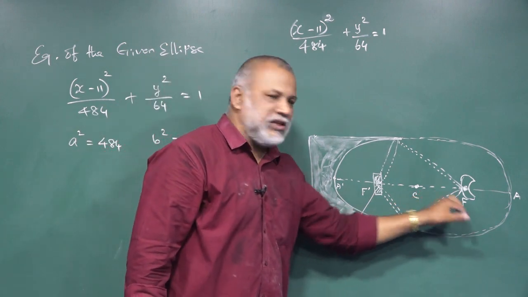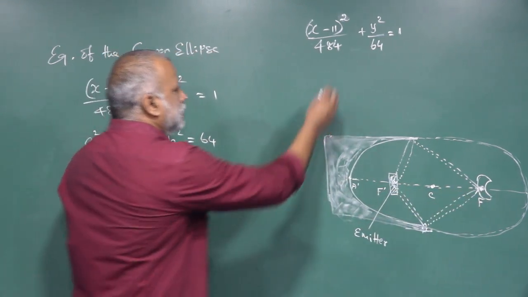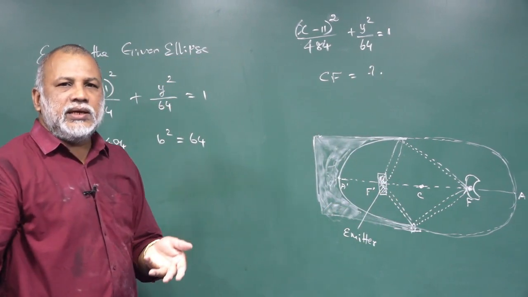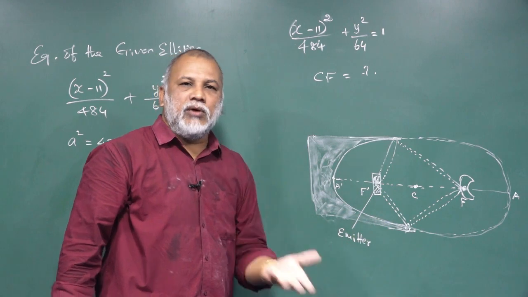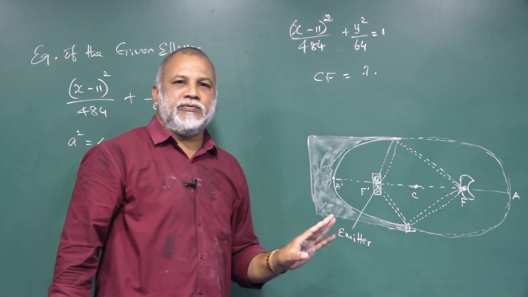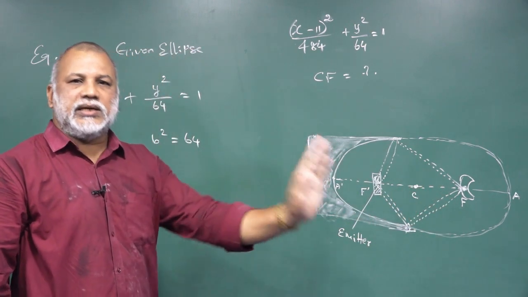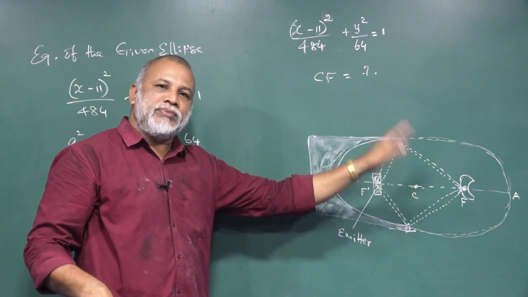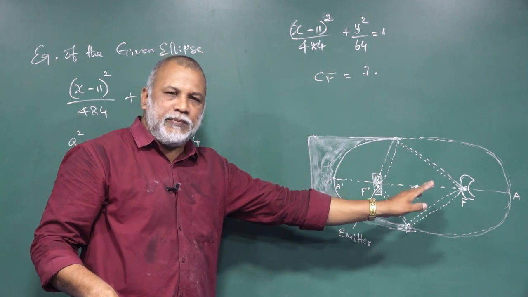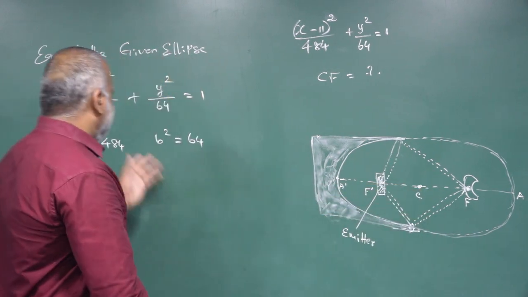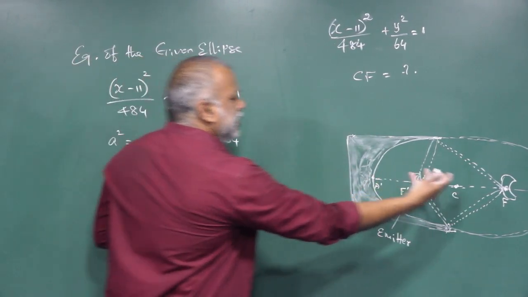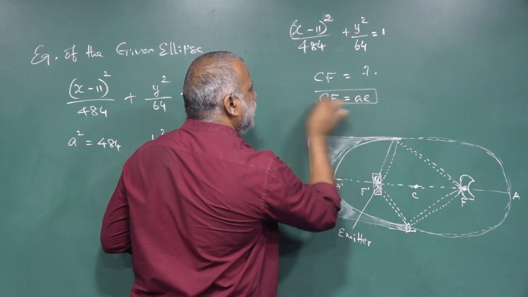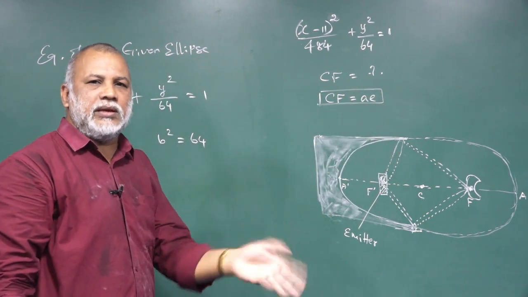So we have to find CF. C is the center and F is the focus. CF is the distance from the center to the other focus. At one focus the emitter must be placed, at the other focus the patient's kidney must be placed. Now listen, what is the meaning of CF? CF means AE. CF is nothing but AE.